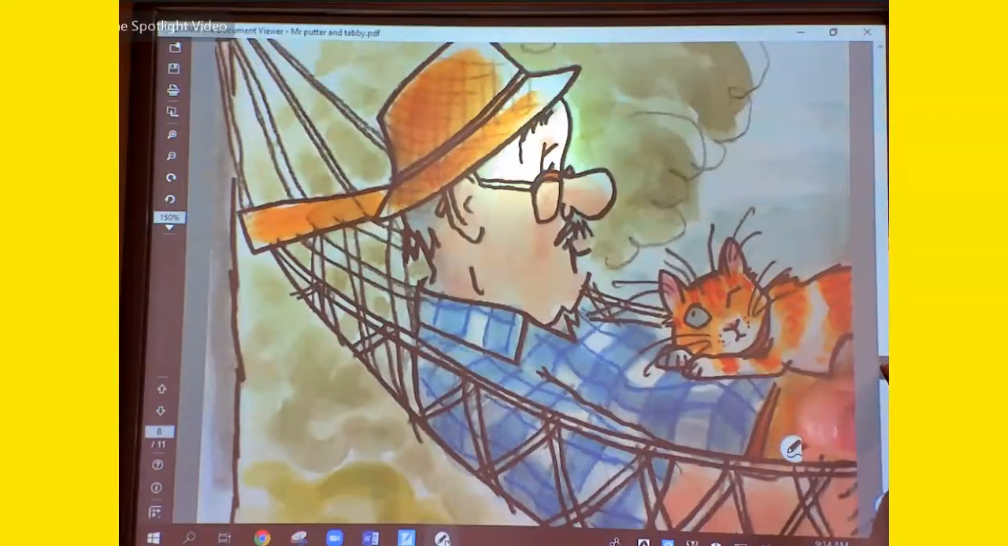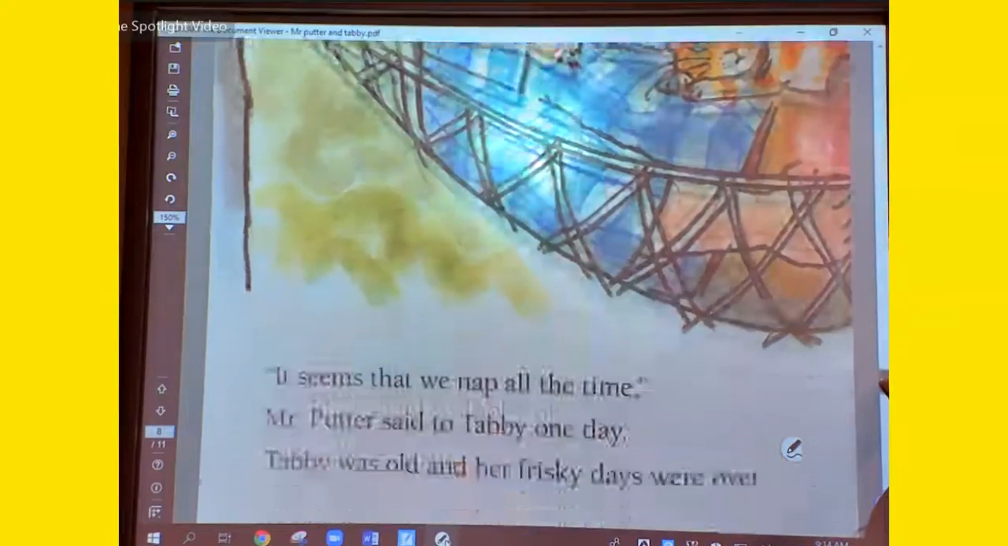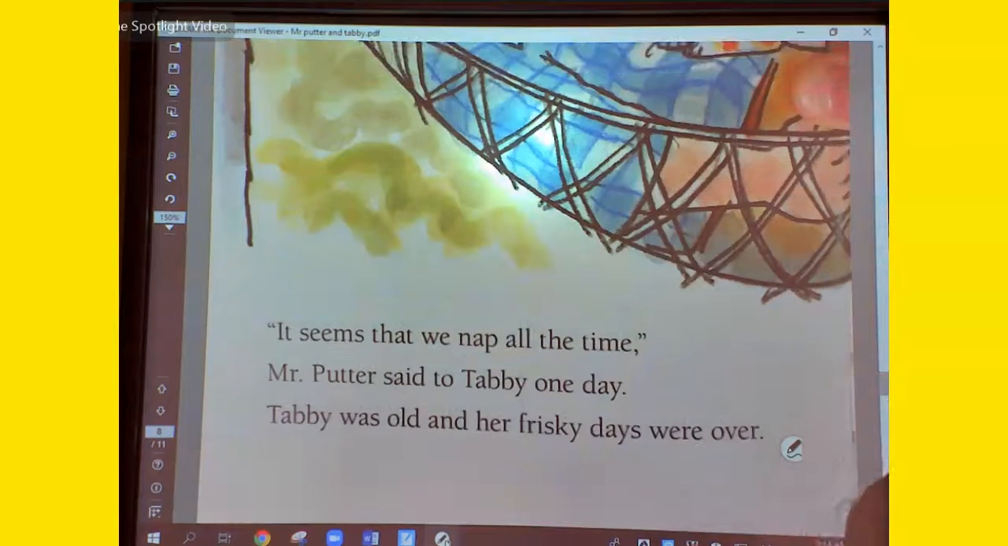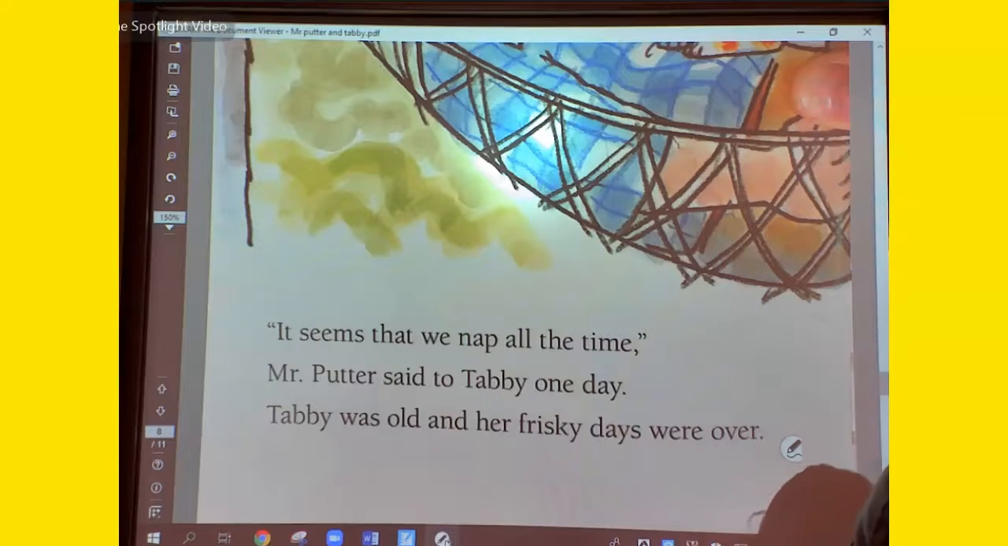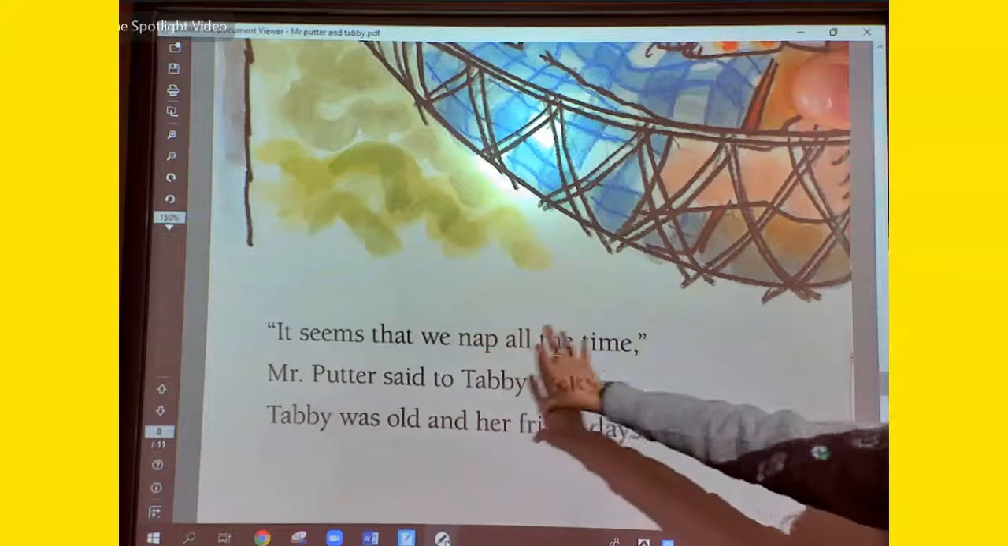So there they are napping in the swing. It seems we nap all the time, Mr. Putter said to Tabby one day. Tabby was old and her frisky days were over.